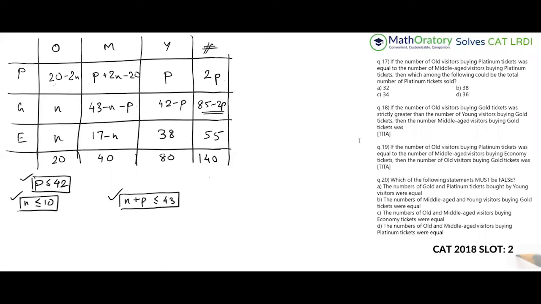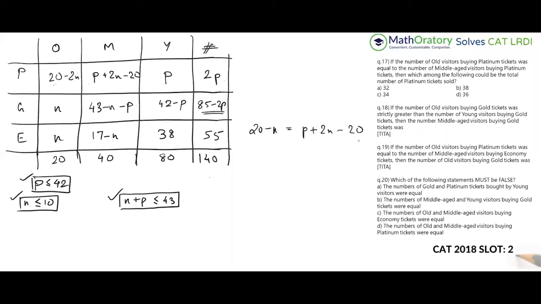Question number 17. If the number of old visitors buying platinum tickets was equal to the number of middle-aged visitors buying platinum tickets. So old visitors buying platinum tickets, this, is equal to the middle-aged buying platinum tickets, this. So these two should be equal according to the condition. So what we have is 20 minus n must be equal to p plus 2n minus 20, right?